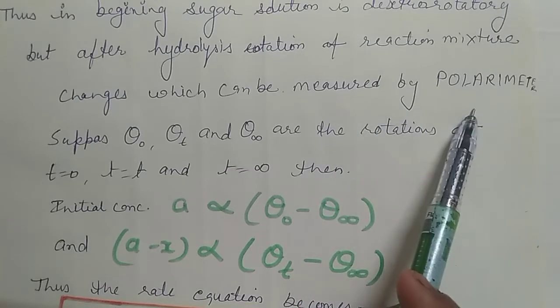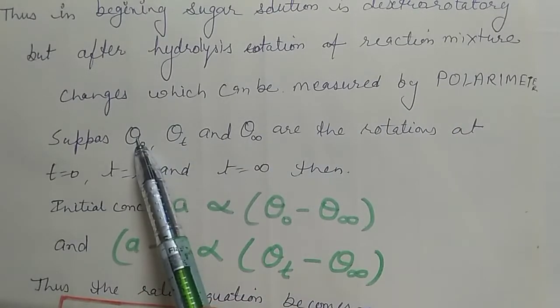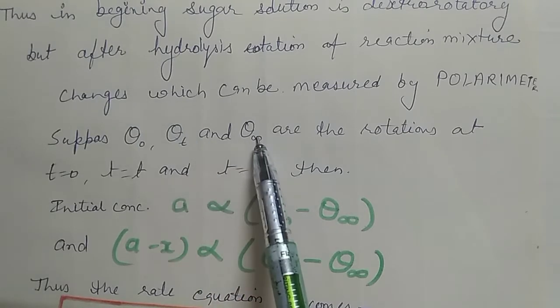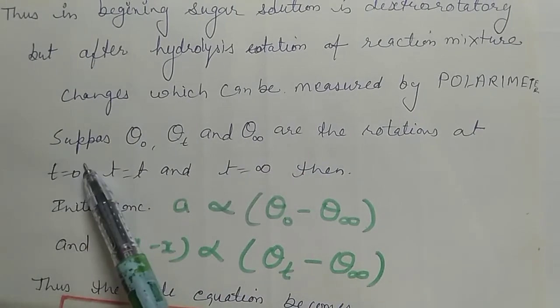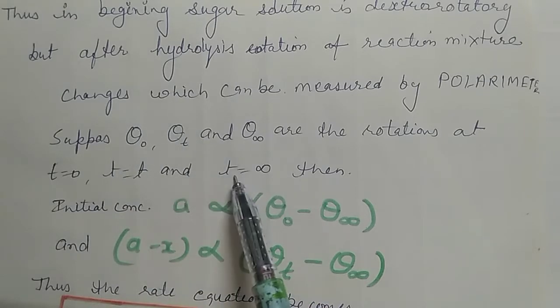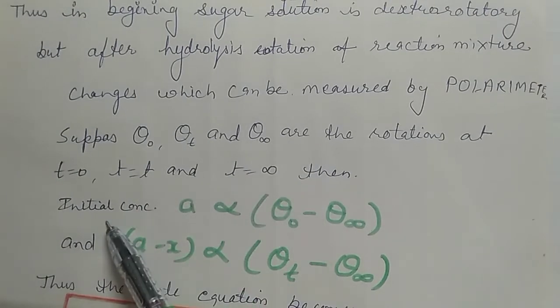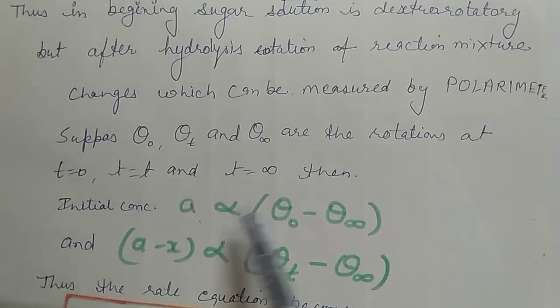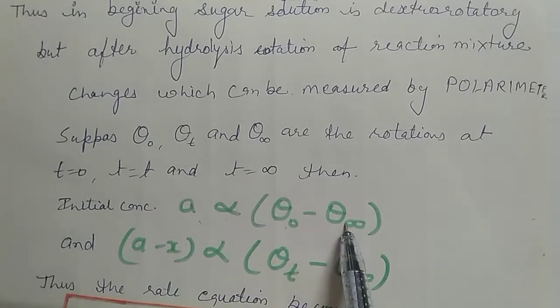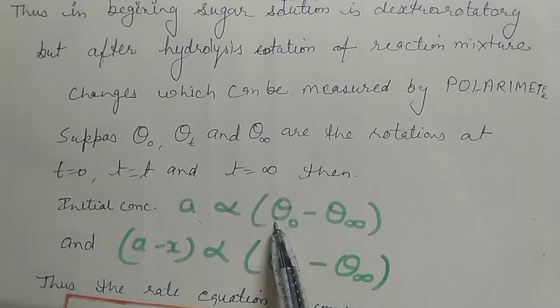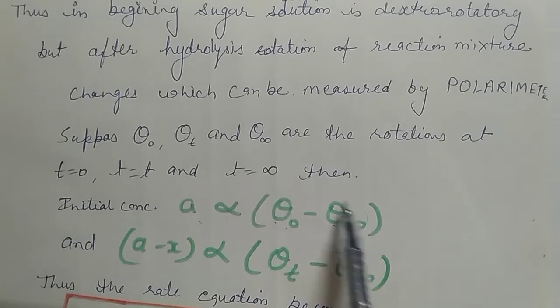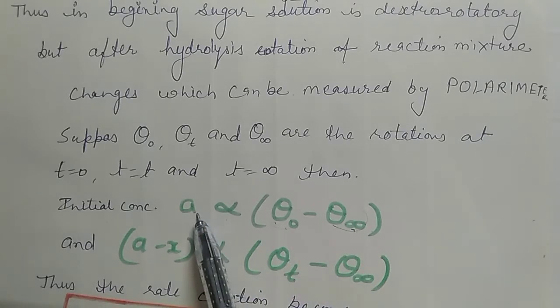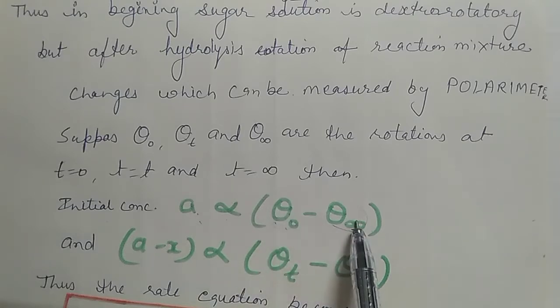This can be measured by the polarimeter. Suppose theta 0, theta t, and theta infinity are the rotations at t equal to 0 time, t equal to t time, and t equal to infinity time. Then the initial concentration A will be assumed as theta 0 minus theta infinity. Here only dextrorotatory rotation is assumed, and here levorotatory rotation will be measured. Okay, A initial concentration is replaced by theta 0 minus theta infinity, and at t time A minus x will be assumed as theta t minus theta infinity.